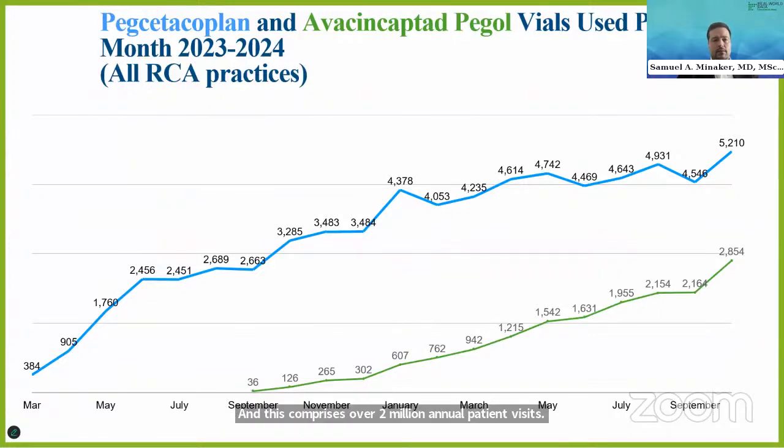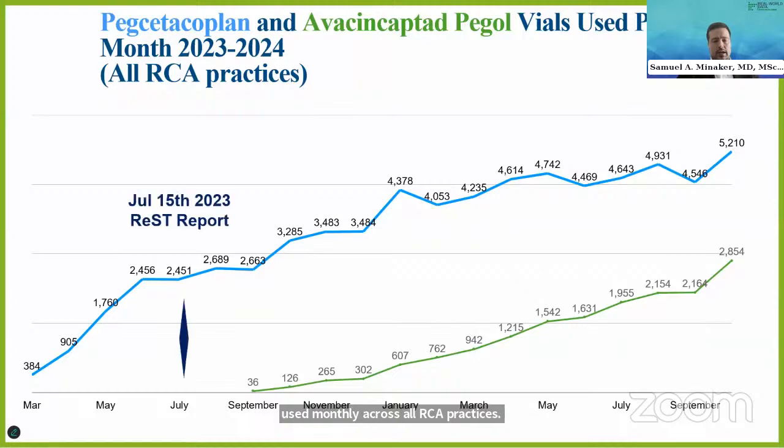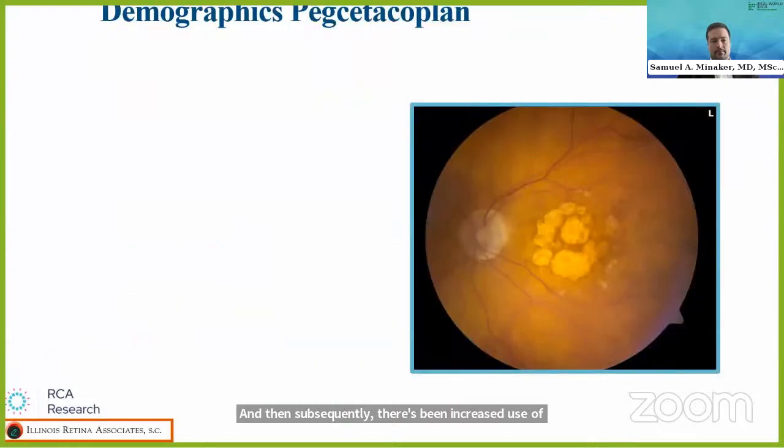Here is the vials of pegcetacoplan in blue and avacincaptad pegol in green, used monthly across all RCA practices. You can see an initial flattening of the use of pegcetacoplan after the initial REST report. And then subsequently, there's been increased use of both medications.